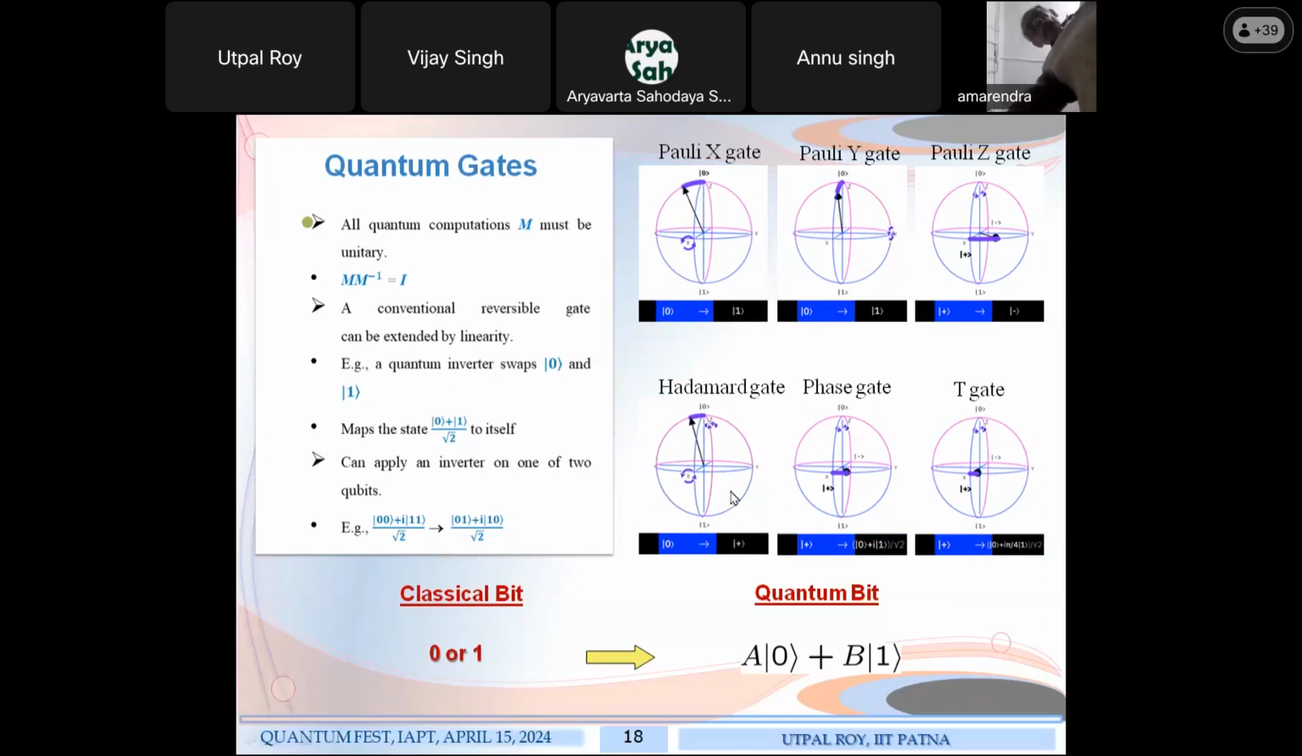And this is another very important gate, the Hadamard, the fourth one. You see that it goes from the North Pole to a point on the equator. So it is from 0 to plus. Plus means (0 plus 1) by root 2.